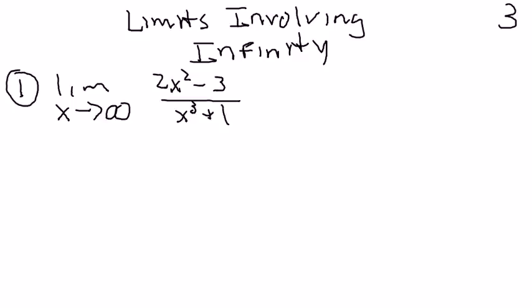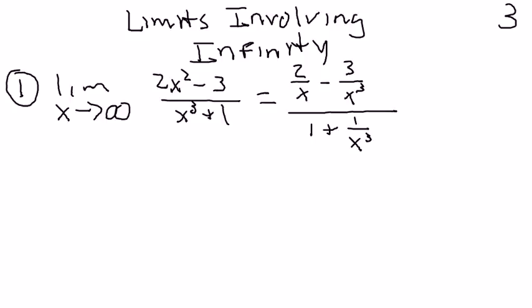So what I'm going to do in this problem is divide all four of my pieces by x cubed. If I divide 2x squared by x cubed, I get 2 over x, minus 3 over x cubed, over 1 plus 1 over x cubed.